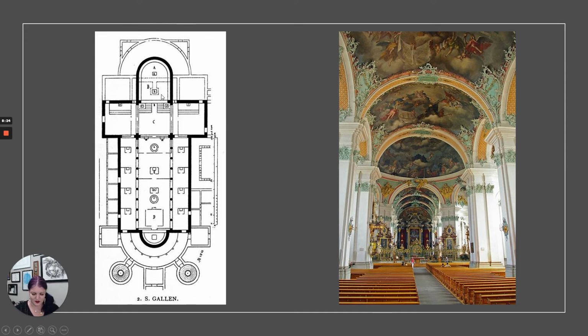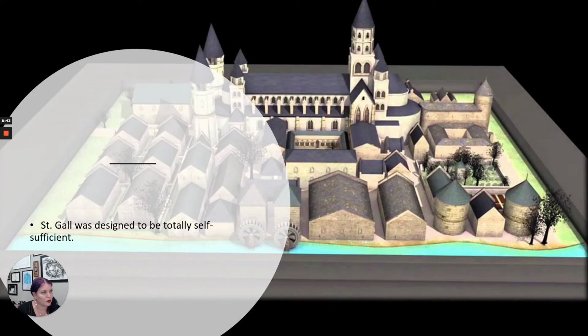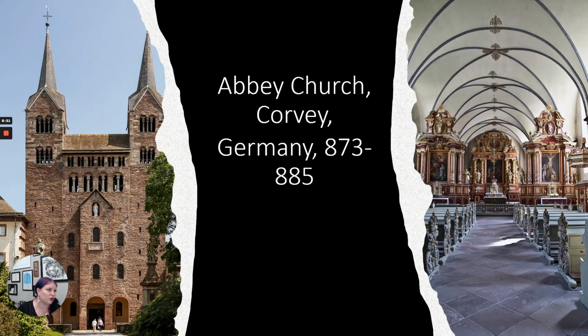Okay, and this is a square, and the crossing square becomes a unit of measurement for how the rest of the church building is planned. And we have the towers framing the end of the church. So here's also the Library of St. Gall, which I just think is kind of incredible looking, so I like to share that. Here's the interior of the sanctuary inside the church.